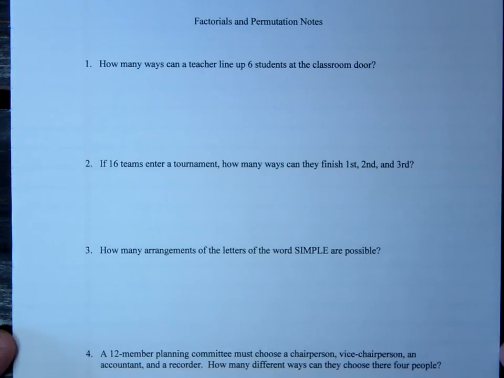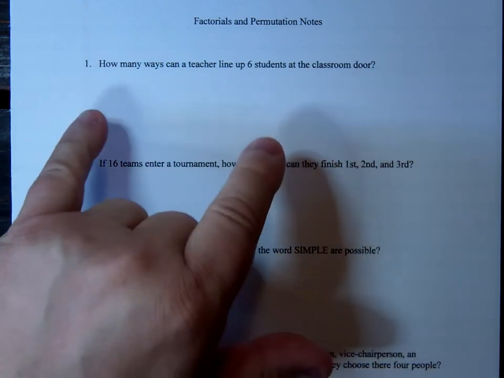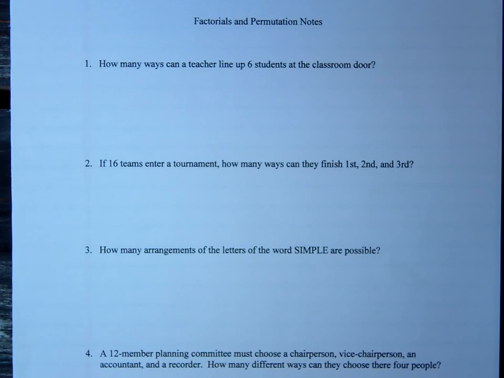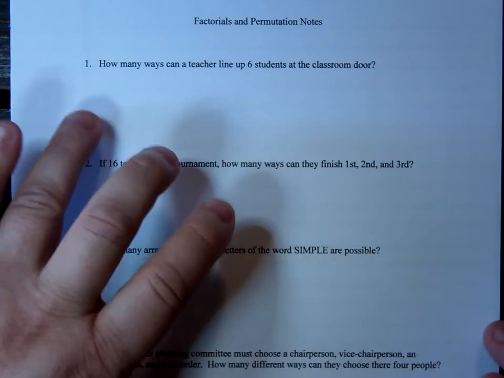Hello, this is the second part of the combinatorics unit. This is on factorials and permutations. Going pretty much right into some examples here, and then we'll talk about what each one of these is. We talked about this last time.